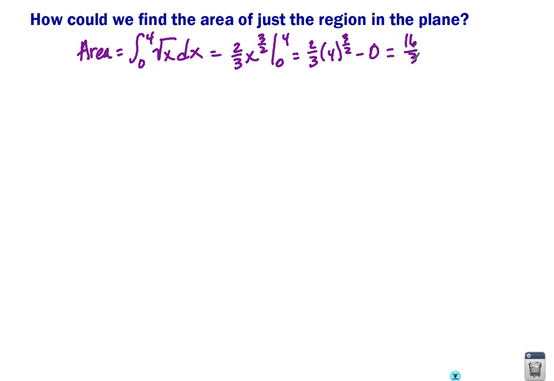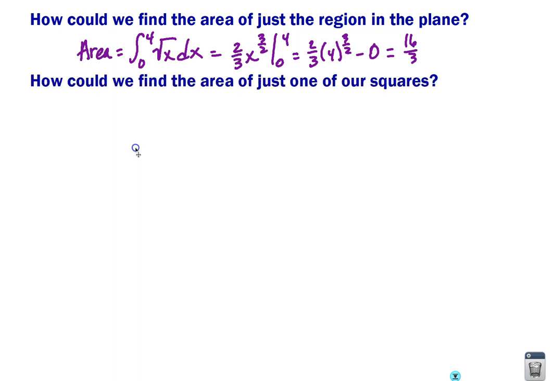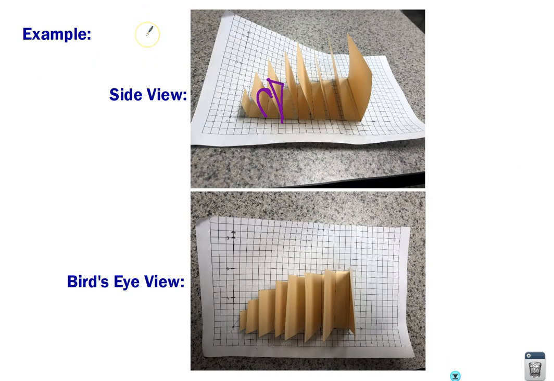So that is the area of the region under the square root of x from 0 to 4. Okay, well, what if I wanted to know the area of just one of the squares of our cross section? So going back to the shape we created, I want to find the area of just this square right here. Now, question, would that have the same area as this square right next to it, or any of the other squares? In this particular function, no, it would not, because none of your x values, none of your y values repeat, okay?